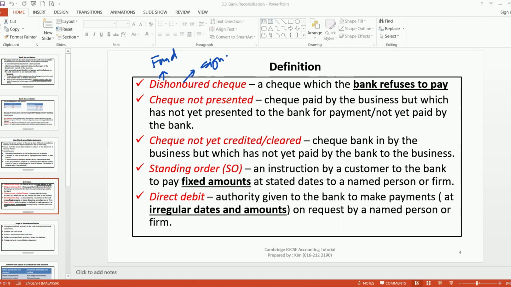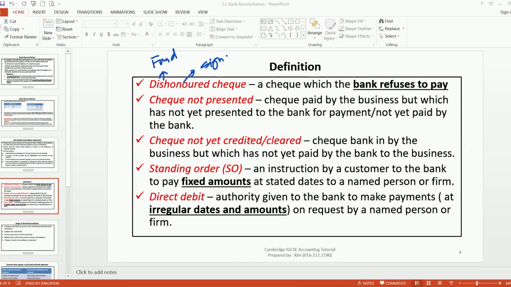Next, check not presented: a check paid by the bank, but which has not yet been presented to the bank for payment. That means I issue a check to you, and from my business point of view, I have already given you the check, I have already paid you the money, but you did not go to the bank to put it into the bank account. That is called a check not yet presented from my point of view. From your point of view, you would treat this as a check not yet credited because you haven't gone to the bank to put it in.